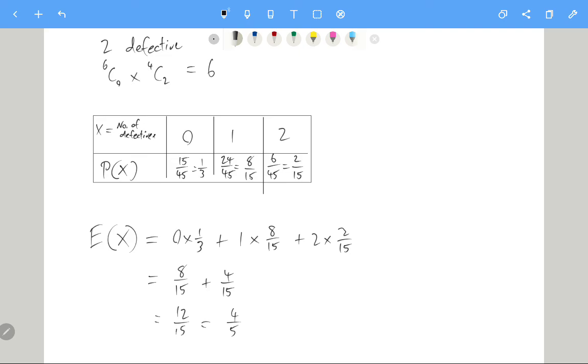Alrighty. So hopefully that kind of gives you an idea of some different ways we can actually calculate expected values of different events happening.